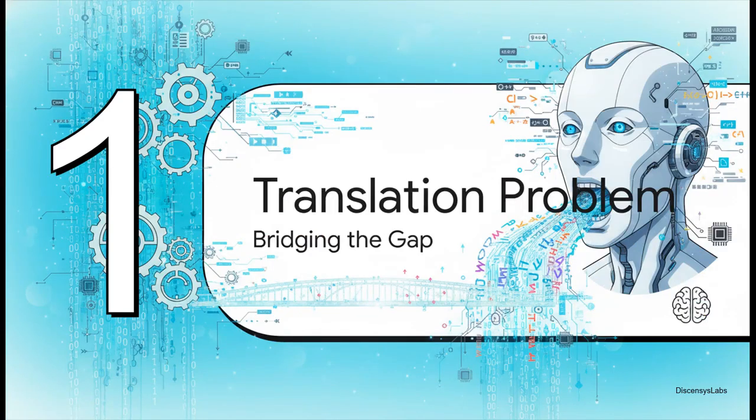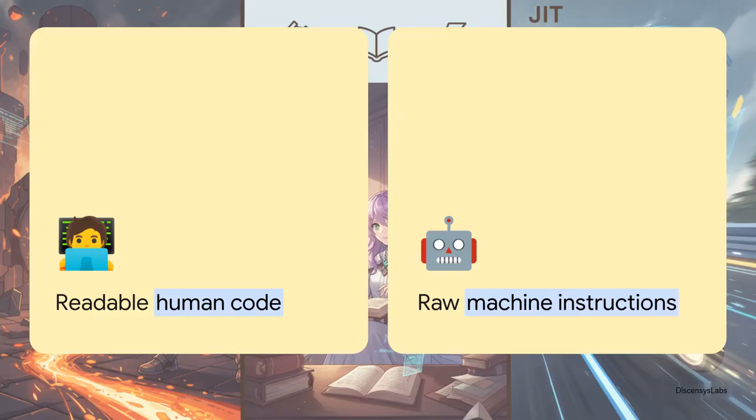Okay, part 1, the code translation problem, bridging the language gap. To really get how software runs, we first have to acknowledge the massive language barrier between us and our machines. Just take a look at this. On the left, we've got human code. It makes sense, right? It's readable, like typing "print hello."